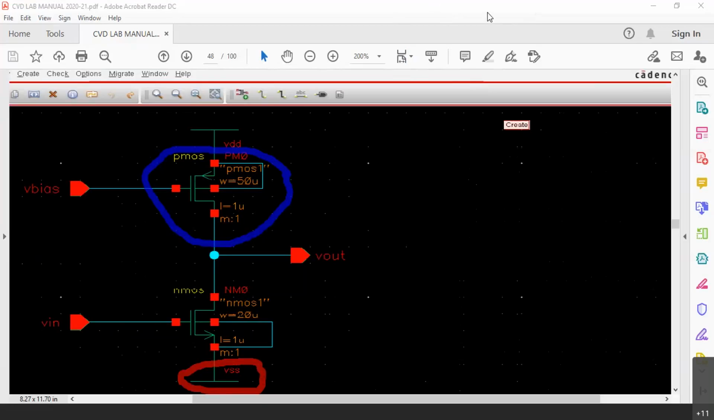Okay, Kuldeep has given this answer. Fine. In general, we take ground as 0 volts only. But when we take VSS, it need not be ground. For example, let me write. Let us say VDD is 2.5 volts. Now VDD is 2.5 volts. VSS is now minus 2.5 volts.